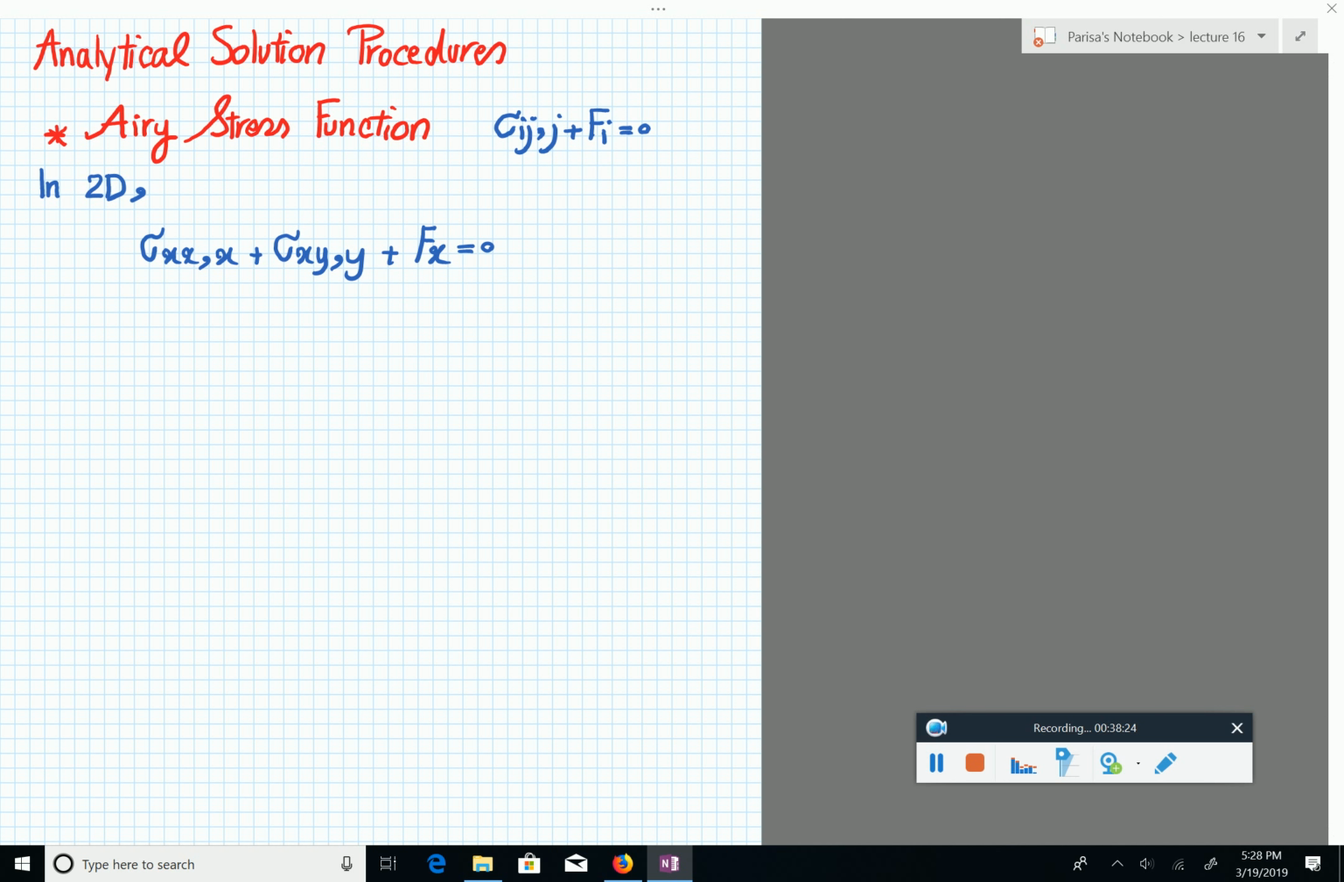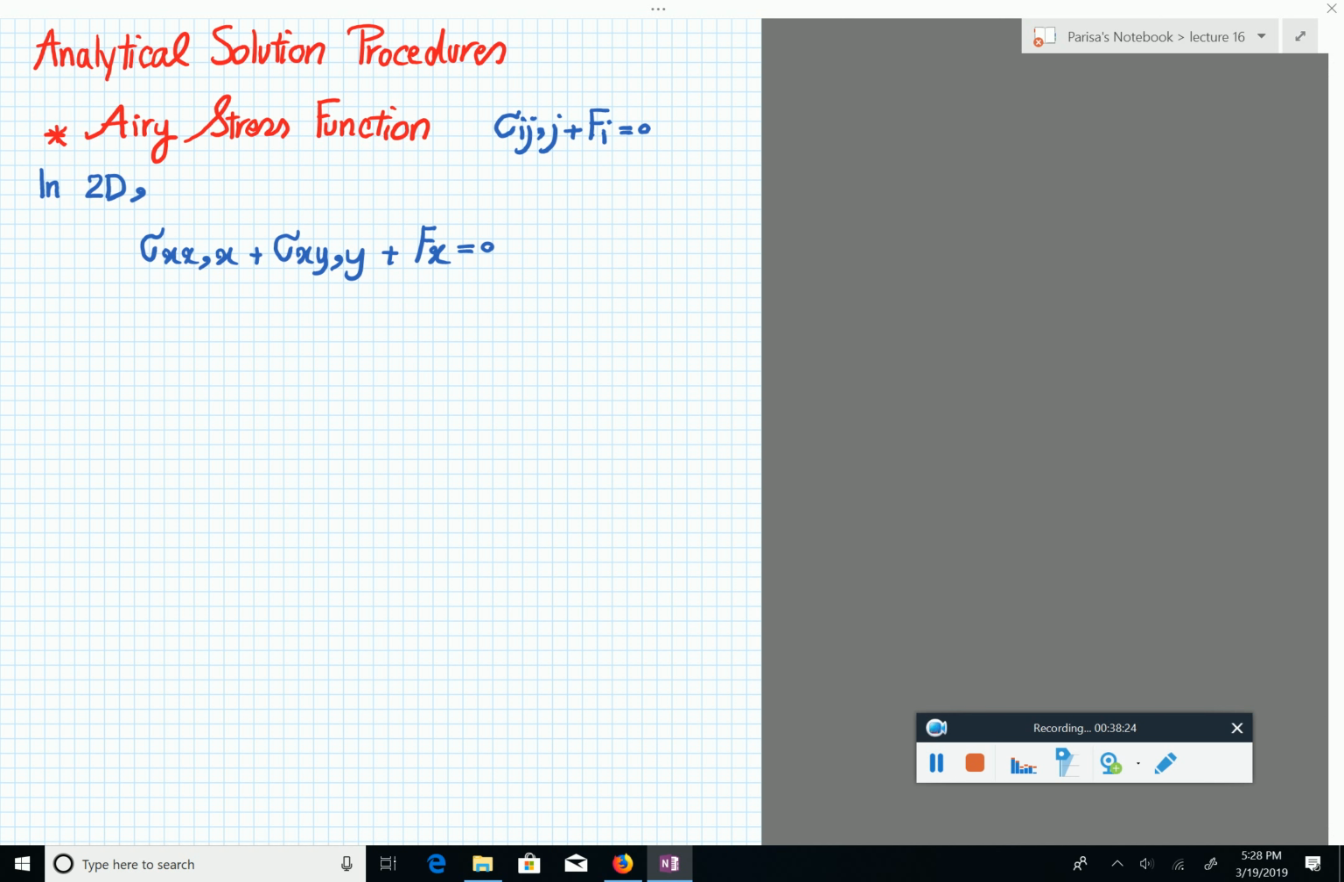And we have, of course, the y component. So sigma yx and sigma xy is the same. I write it like that, but you all know that it's the same as sigma xy.